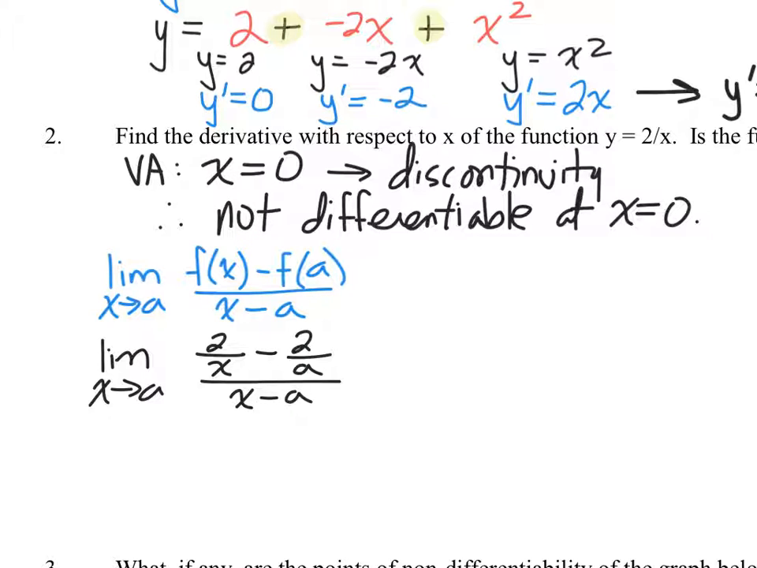So it could be something polynomial. If you're lucky, you won't be. It could be a rational function like this. It could be a trig function when we get around to that. So anything's possible.